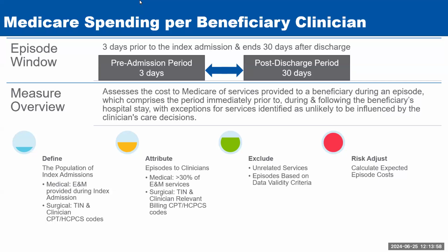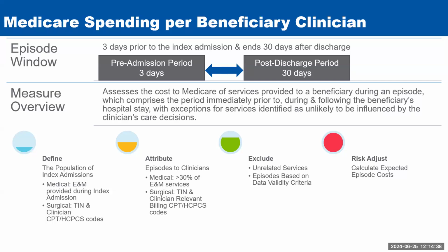And so the way CMS goes through this process to identify those patients who qualify for this measure, they are going to look at both medical and surgical episodes related to their beneficiaries. For the medical-based episodes, those medical admissions, they're going to look at those E&M codes that are billed during that admission and around those windows. And for surgical, they are again looking at any of those CPT or HCPCS codes, both at the tax ID and the clinician level.